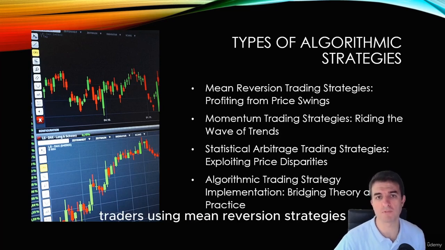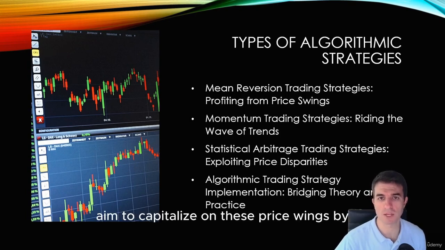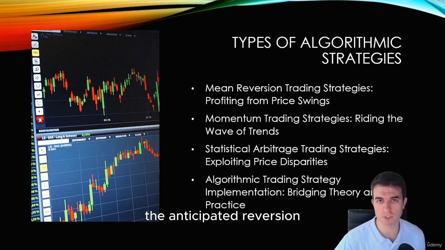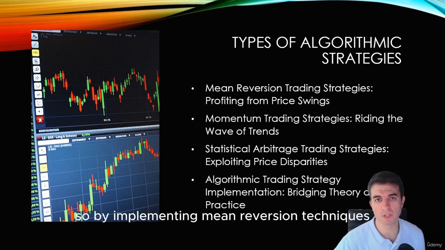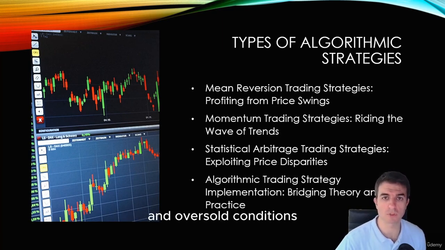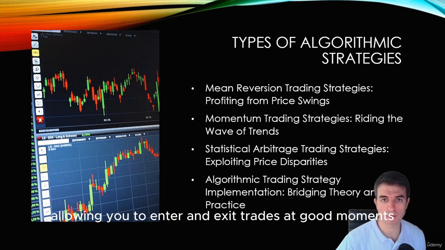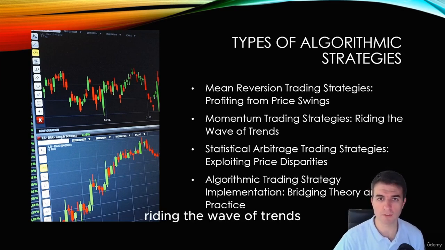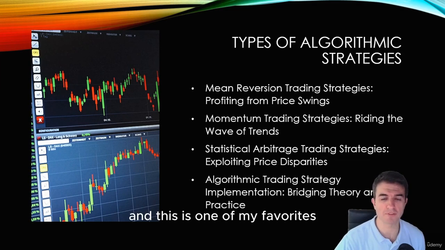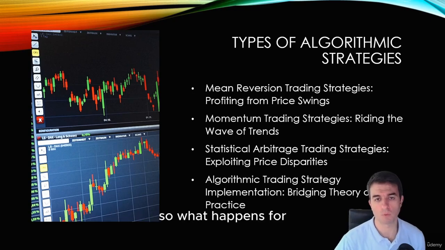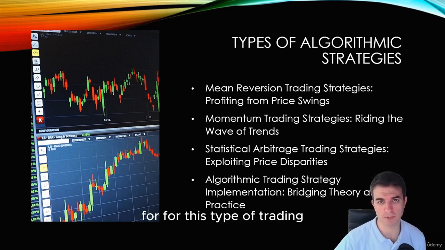Traders using mean reversion strategies aim to capitalize on these price swings by taking positions that align with the anticipated reversion. So by implementing mean reversion techniques, you will learn to identify overbought and oversold conditions, allowing you to enter and exit trades at good moments. The second one is momentum trading strategies, riding the wave of trends. And this is one of my favorites because it's algorithmically the easiest to implement. So what happens for this type of trading?